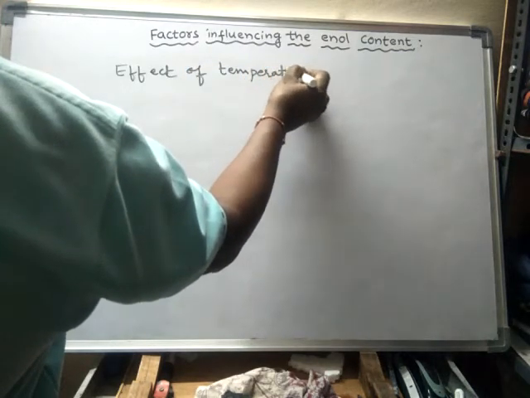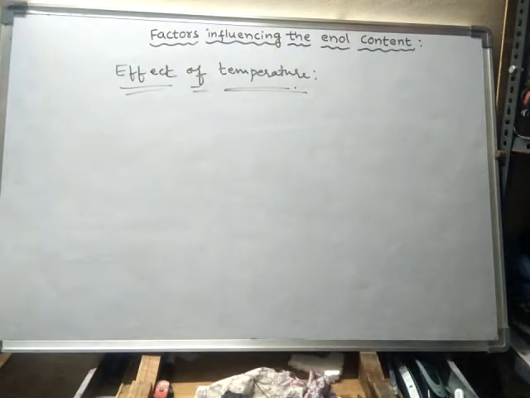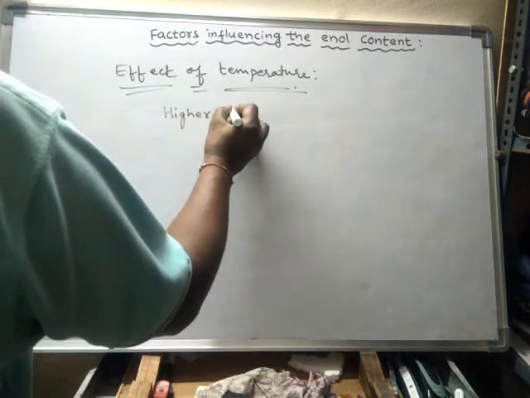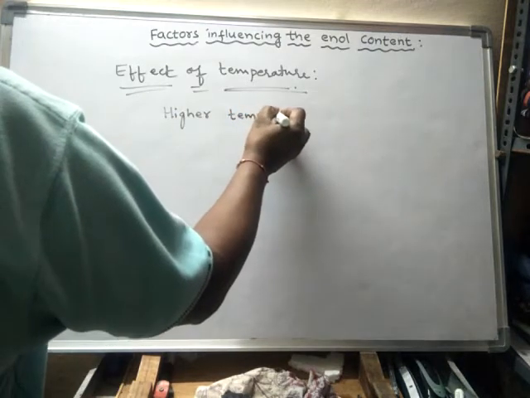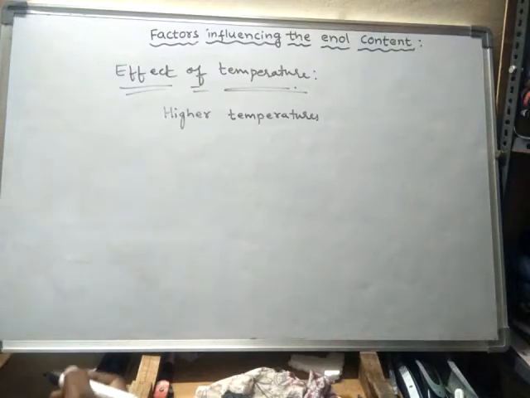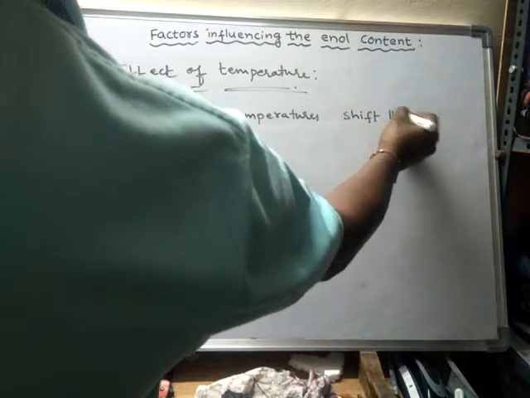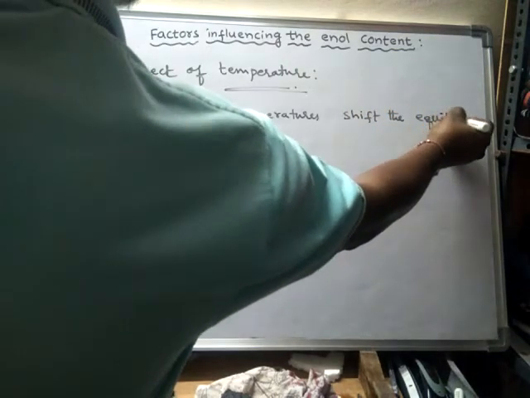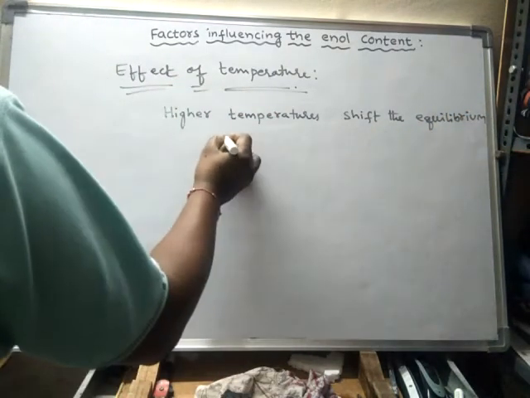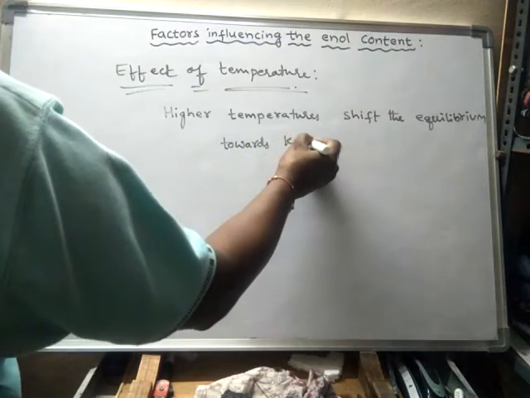Effect of temperature on the keto-enol tautomerism. See, higher temperatures shift the equilibrium towards the keto form. Why?